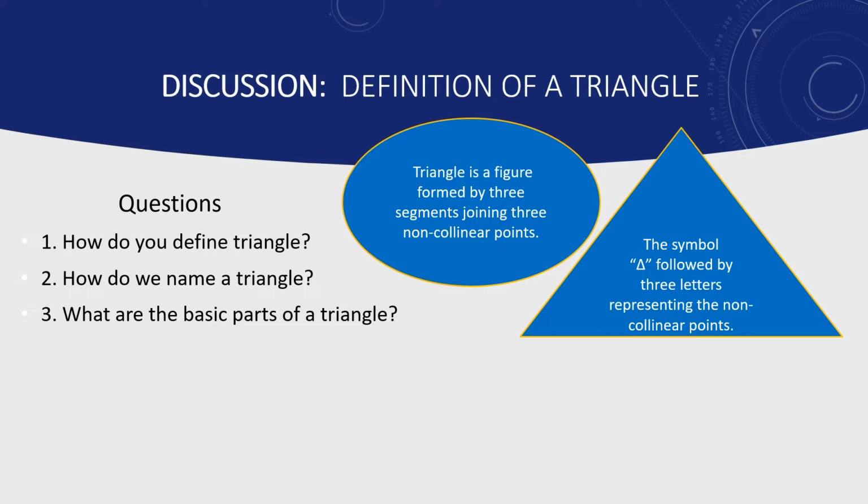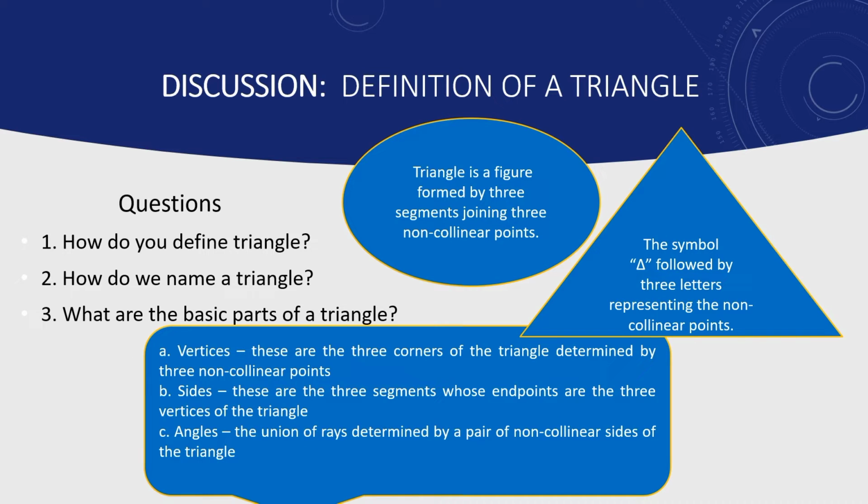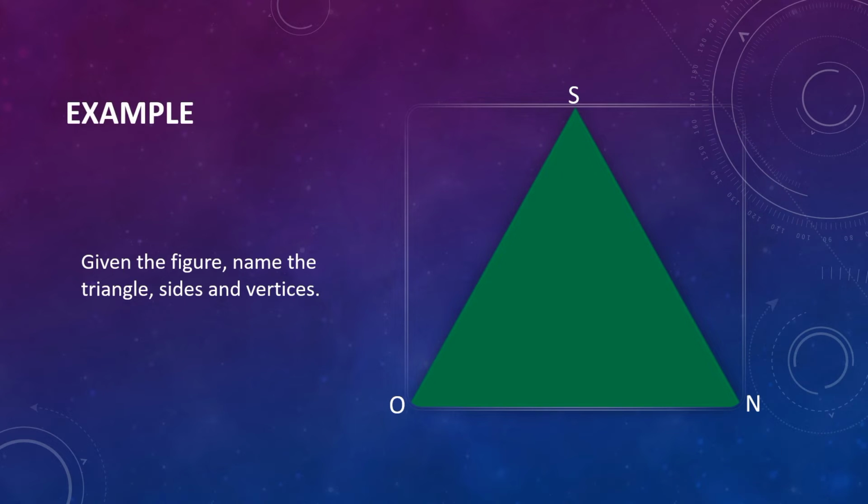What are the basic parts of a triangle? They are vertices. These are the three corners of the triangle determined by the three non-collinear points. Sides. These are the three segments whose endpoints are the three vertices of the triangle. Angle. The union of rays determined by a pair of non-collinear sides of the triangle. By looking at the figure, name the triangle, sides, and vertices.